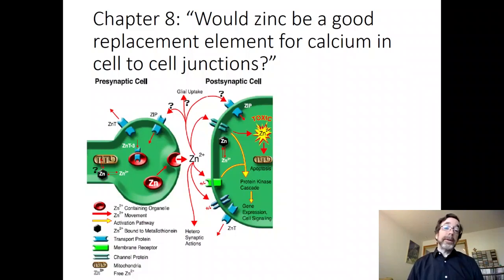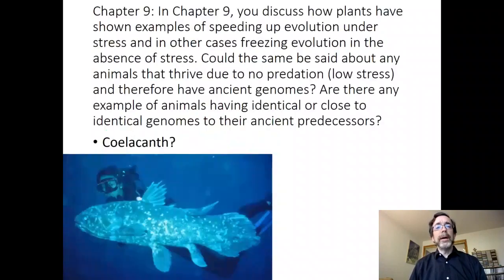Okay, so I was excited to find that, but of course I'm like now, okay, I want to see the evidence, and then I had to cut myself off. I'm going to have to cut myself off from this as well, because we have, I believe, one more question, Chapter 9 question, about the speed of evolution. We talked about examples of speeding up evolution under stress, freezing evolution in the absence of stress for plants. Could the same be said about animals?